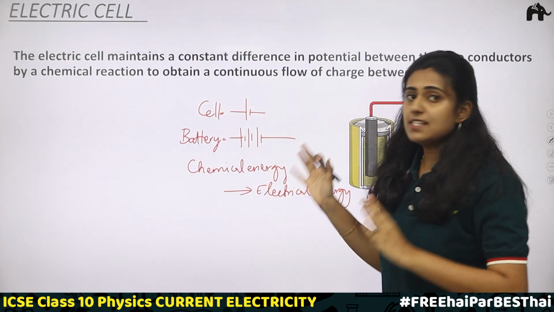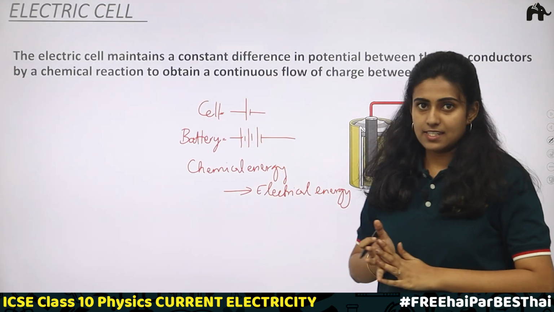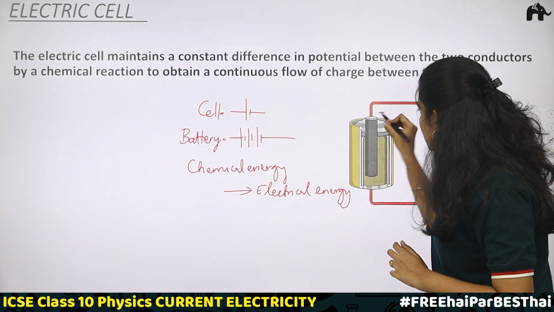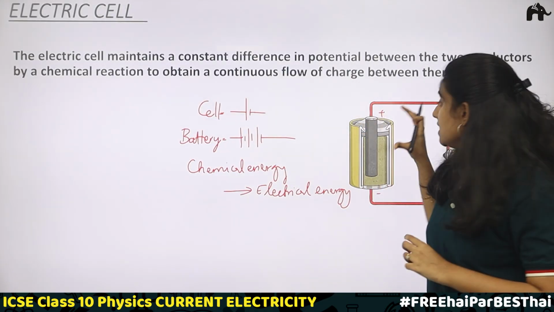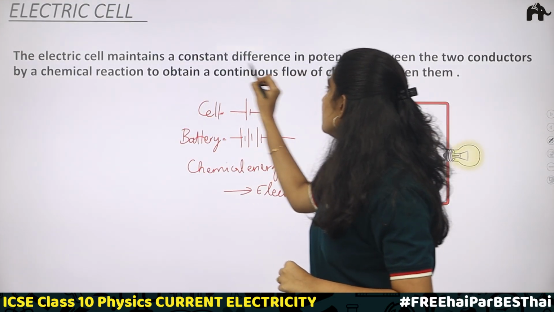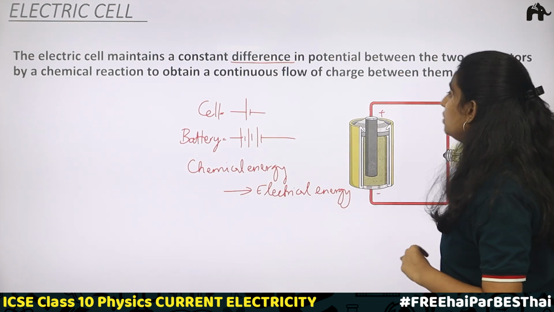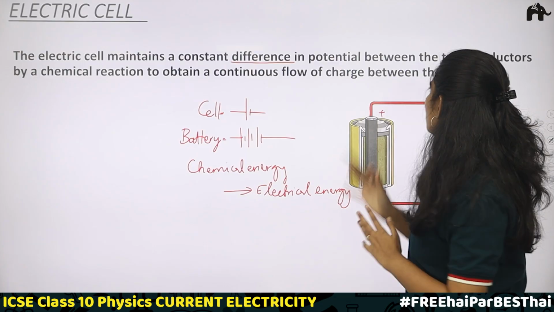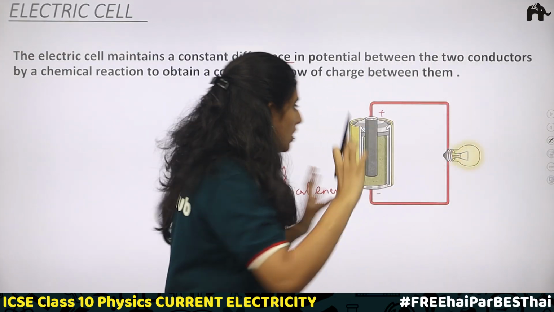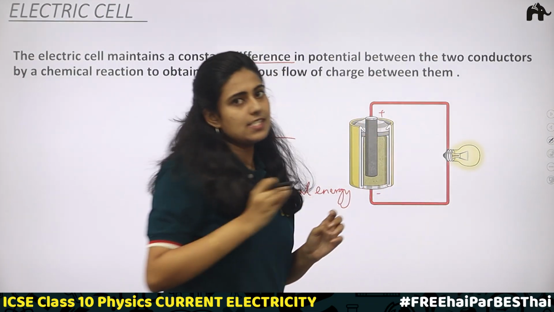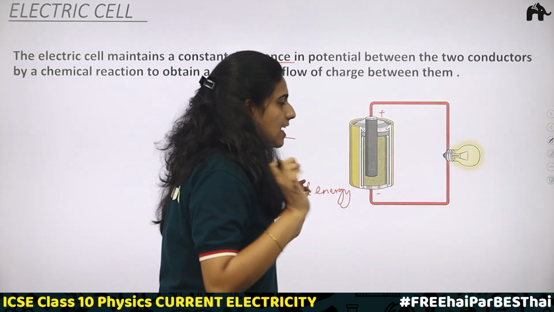Now what is an electric cell? You can define an electric cell. Here, they maintain a potential difference. We have a positive and negative terminal. They maintain a potential difference between them. So an electric cell maintains a constant difference in potential between the two conductors by a chemical reaction to obtain a continuous flow of charge between them. And this potential difference helps in the flow of charge. When charges flow, there is current. So we'll understand this in detail.